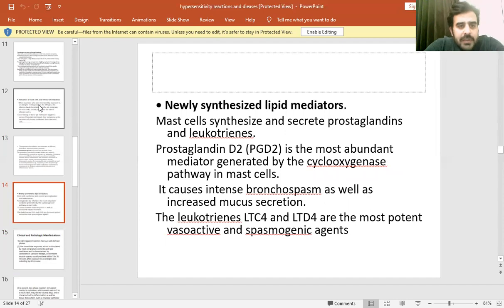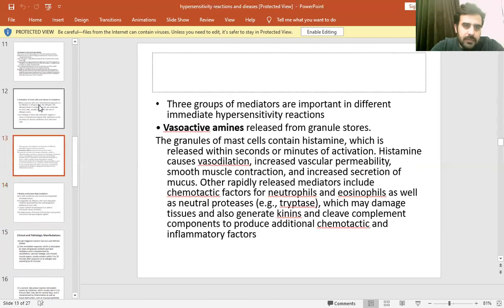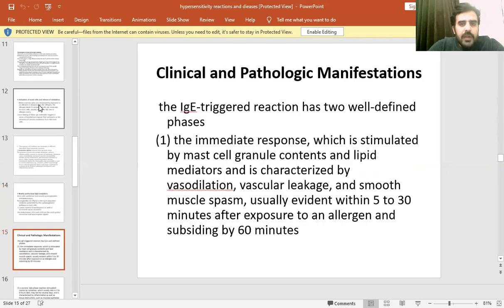The other group of mediators released are the newly synthesized lipid mediators. The mast cell synthesizes and secretes prostaglandins and leukotrienes. Prostaglandin D2 is the most abundant mediator generated by the cyclooxygenase pathway in the mast cells. It is causing intense bronchospasm as well as increased mucus secretion. The leukotrienes, leukotriene C4 and leukotriene D4, are the most potent vasoactive and spasmogenic agents.